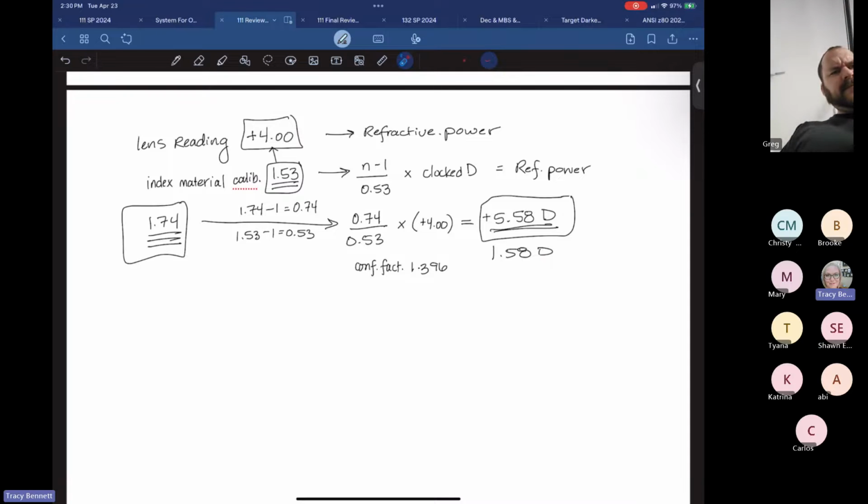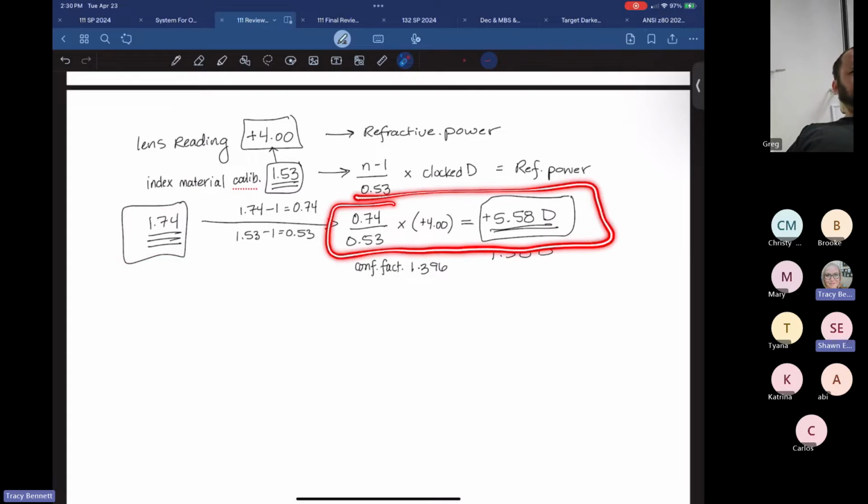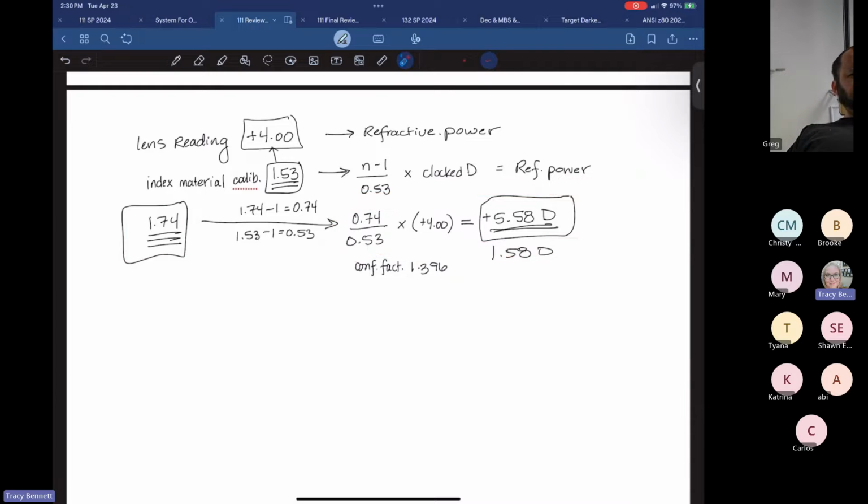All you need to be able to do is take that lens clock reading and compare it to the index of the material. So you'll need to be able to do that part. Okay. So index minus 1 over that 0.53, and then multiply it by that clocked power, and you're good to go.